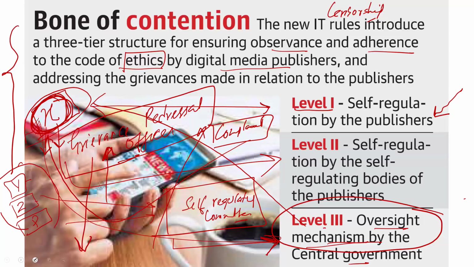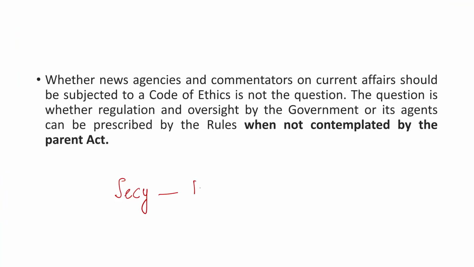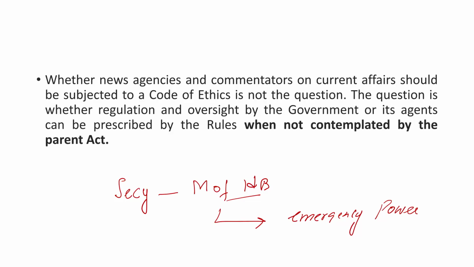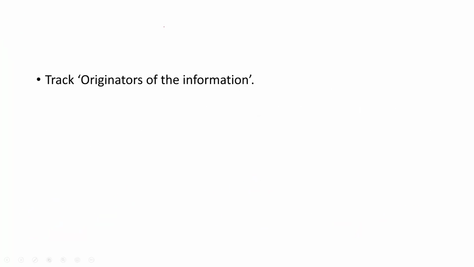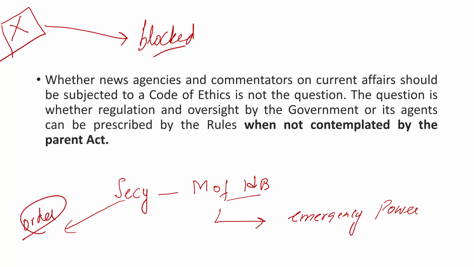In addition to that, there is another thing. The secretary of the Ministry of Information and Broadcasting has an emergency power. What is this emergency power? This secretary can order that this particular article on this news portal X should be blocked. And while exercising this emergency power, the secretary need not even give an opportunity to this news portal to defend itself. That means the Secretary of the Ministry of Information and Broadcasting has the power to pass an order blocking any content without giving the opportunity of any hearing.